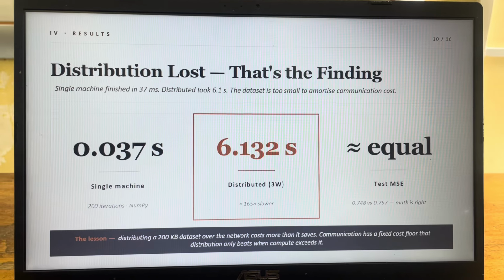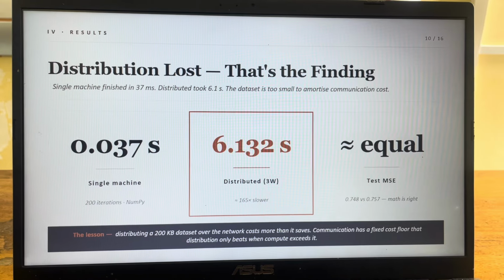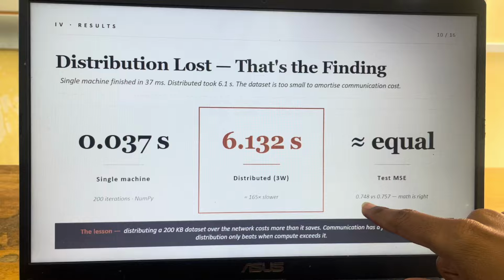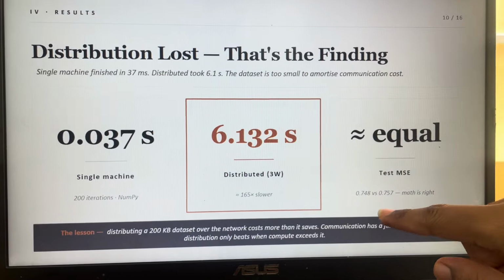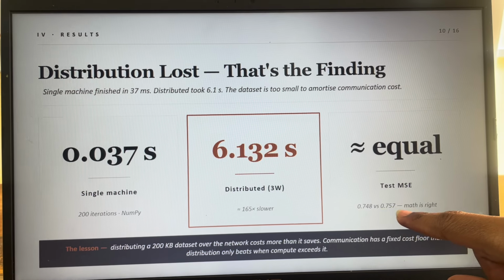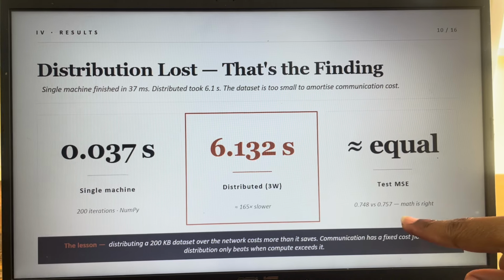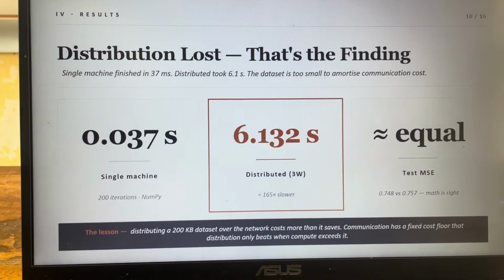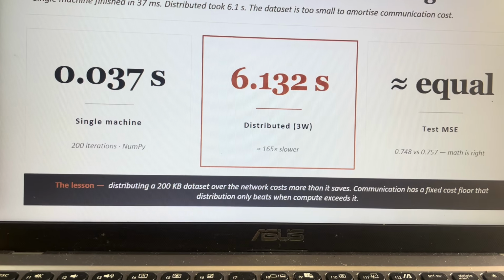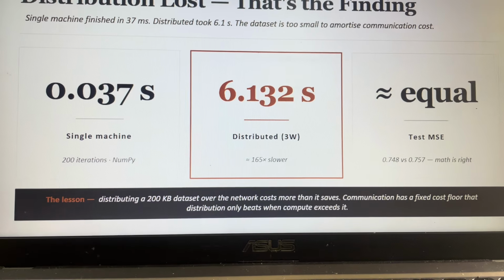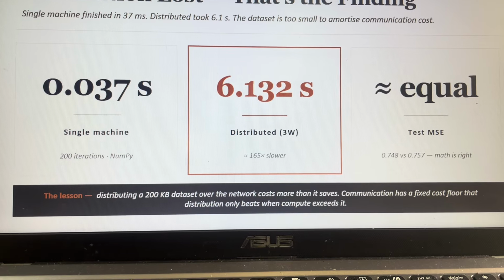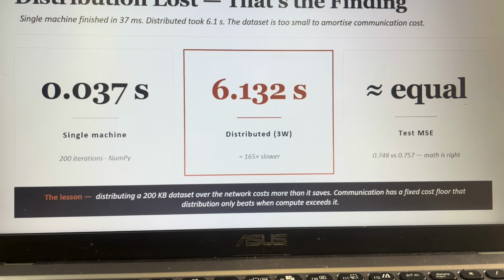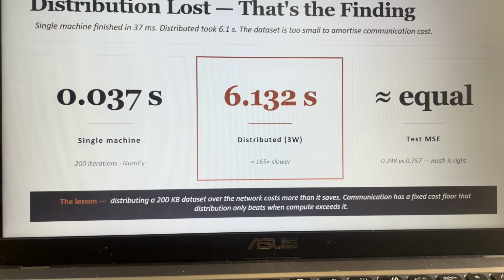Then on the MSE, as mentioned in the previous slide, it is to calculate the mean square error. We found that on the single machine the result is 0.748 versus 0.75 on the distributed. Now this math is right. The lesson we took away is that distributing a 200 kilobyte dataset over the network costs more than it saves. Communication has a fixed cost, so distribution only beats a single machine when compute exceeds it.